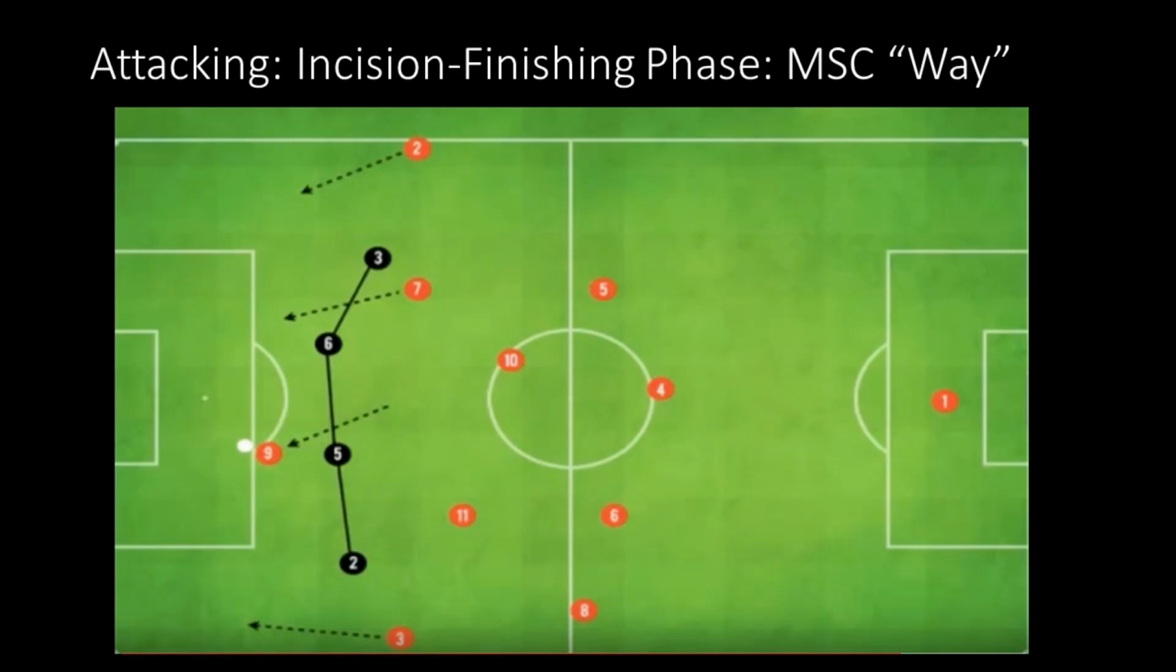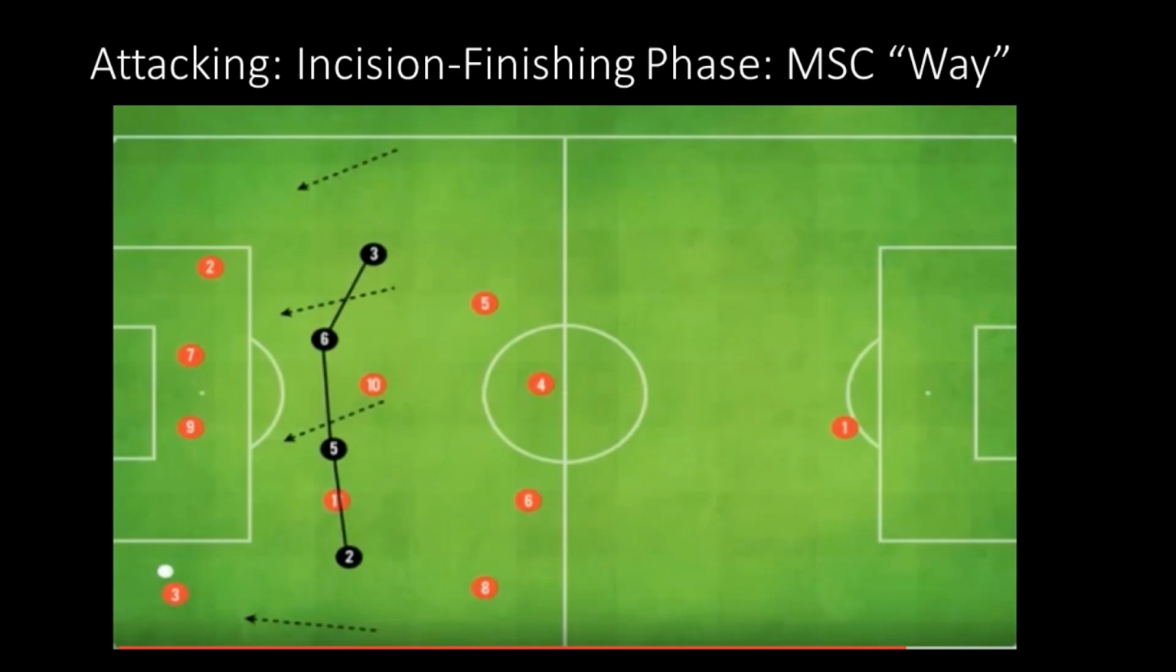Okay, so again, this is a great way to break lines, a slipping pass or a well-weighted pass, well timed, for some combination play that allows us to get in behind the defenders and score goals. So this is one example: slipping pass, combination play to break lines.